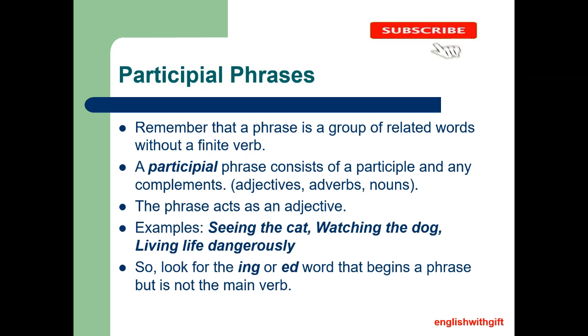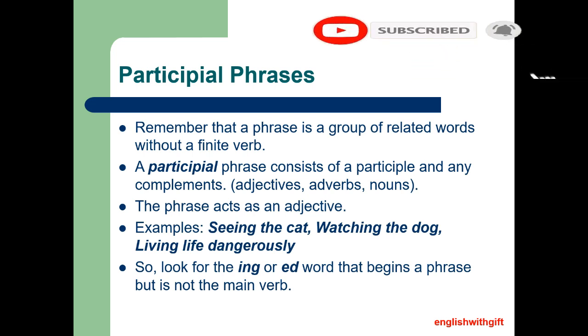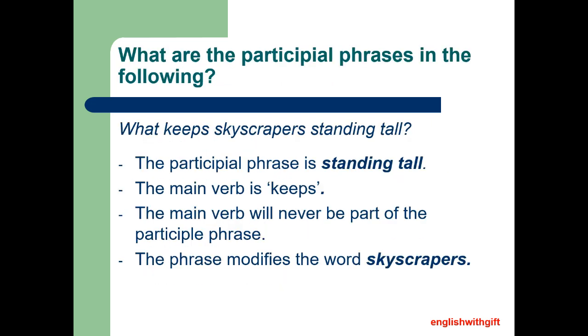But I want you to note that anytime you're trying to identify the participial phrase in a sentence, always look out for words that end in ing, ed, or even irregular verbs, making sure that that word is not functioning as the main verb. So it means that aside the participial phrase, in that sentence, there must be a word functioning as a verb. Practice.